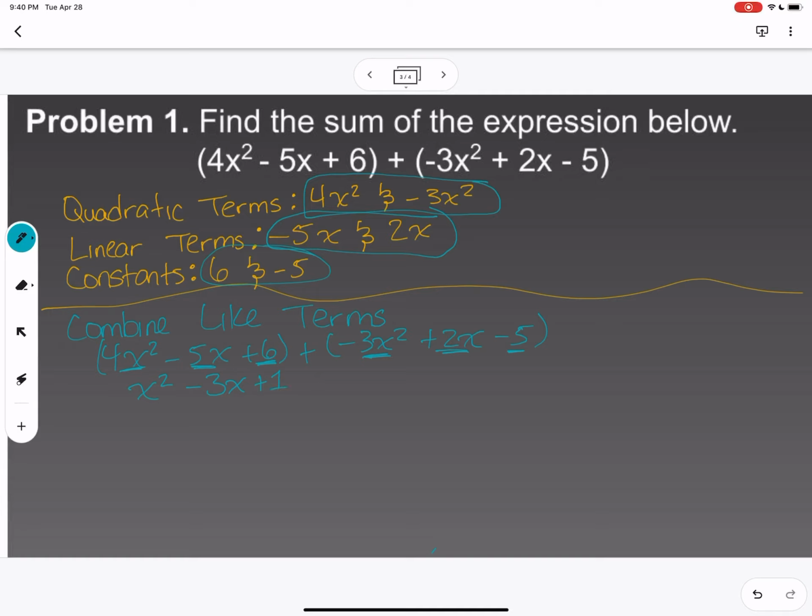So our sum to our expression above is the expression x squared minus 3x plus 1. So I'm going to repeat my steps. First things first, identify your like terms so you know what you're adding together. And then after you identify, you know what you're adding together, simply add them together and do it slowly, step by step, so you don't get mixed up with any numbers or any terms. And finally, write your answer out.